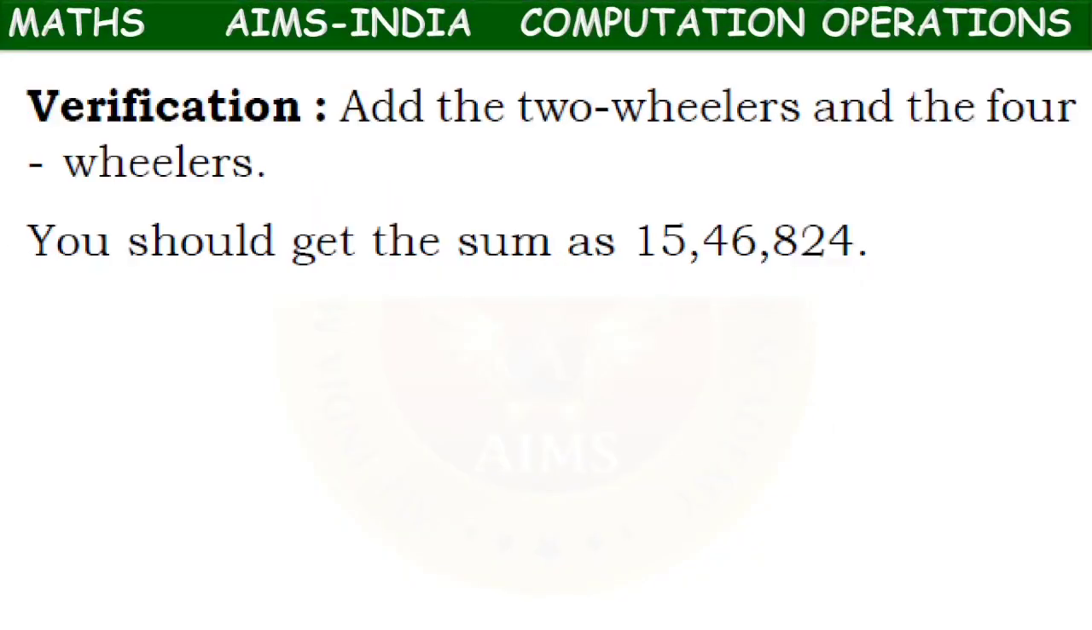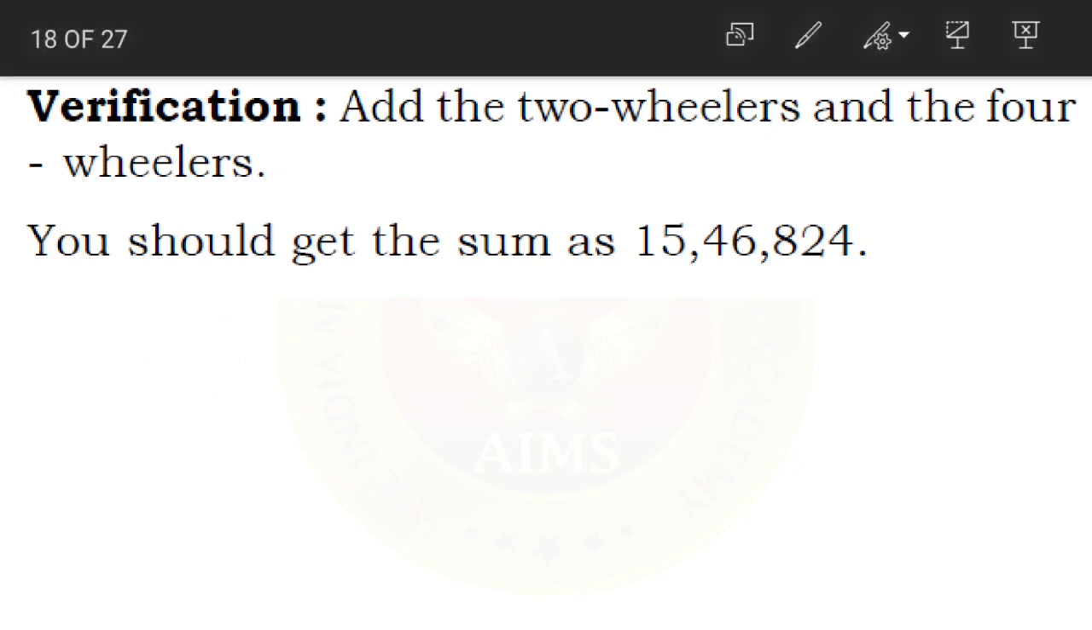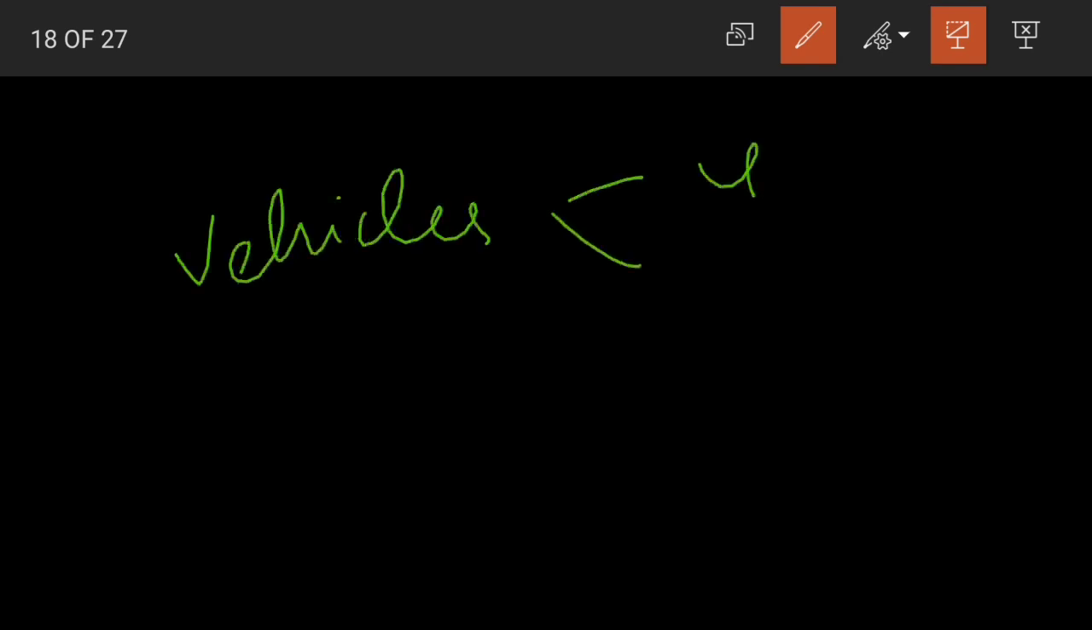Clear, children? Here, there is a certain verification given for us. What is verification? Checking whether our answer we got is correct or not. Add the two-wheelers and four-wheelers. You should get the sum as 15,46,824. You see, children, what is given in the question? A company manufactures both two-wheelers and four-wheeler vehicles. So when we add both the two and four-wheeler vehicles, what should we get? We should get the total number of vehicles manufactured.